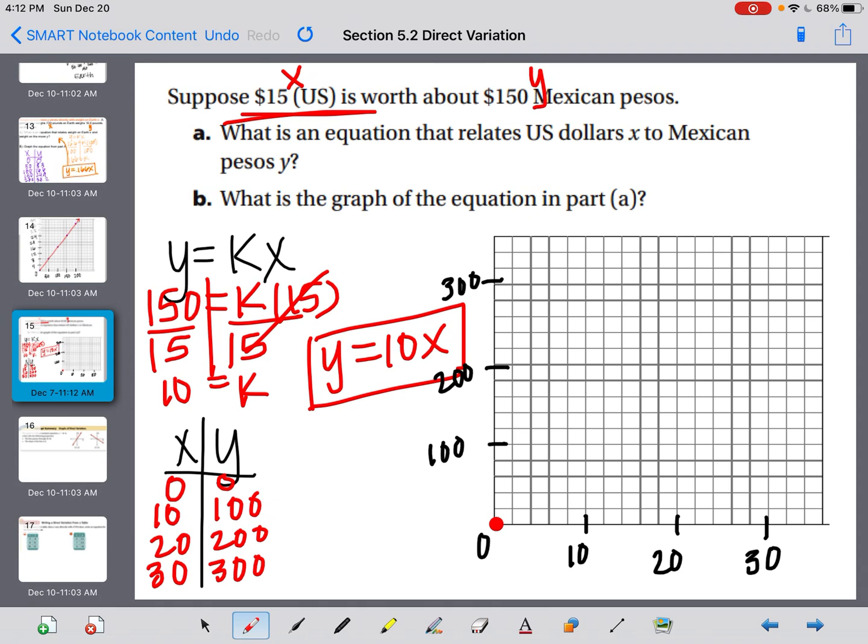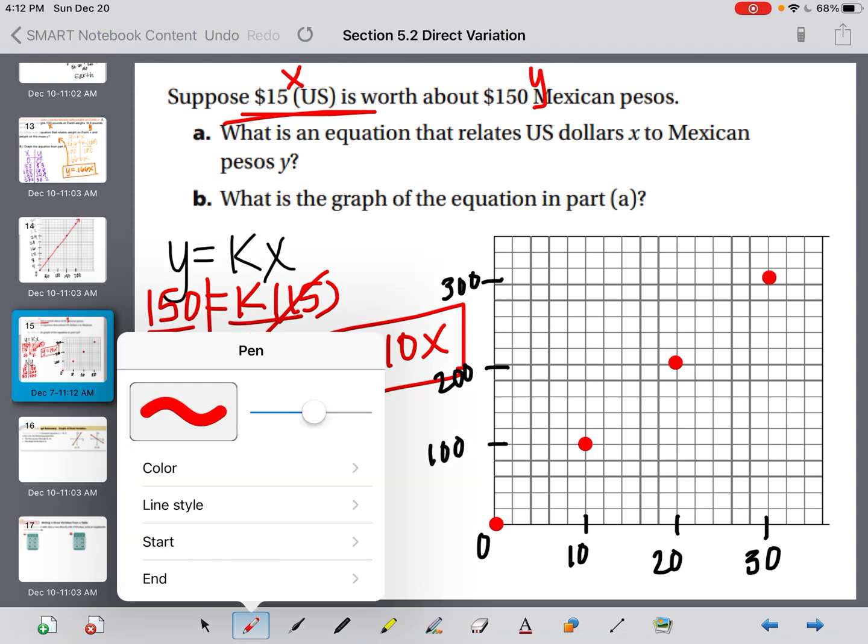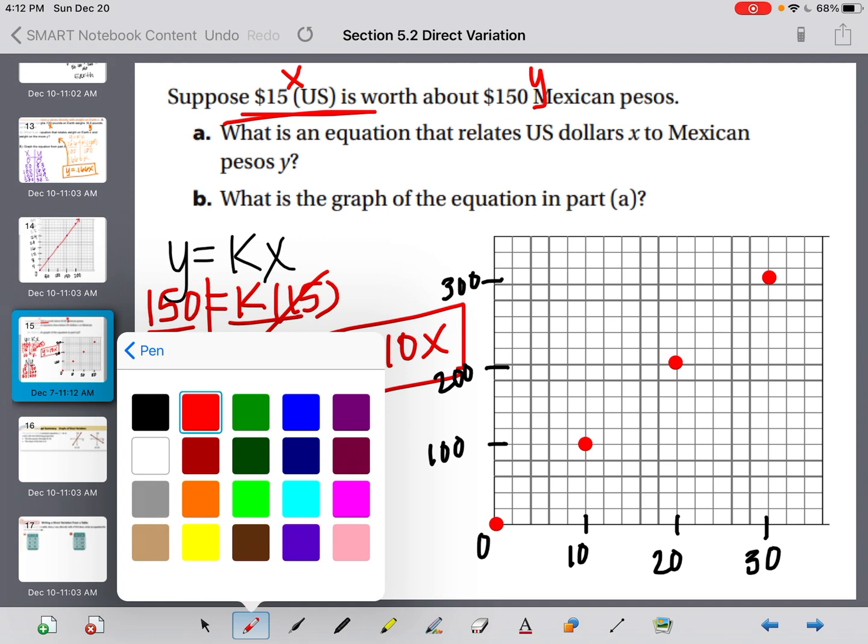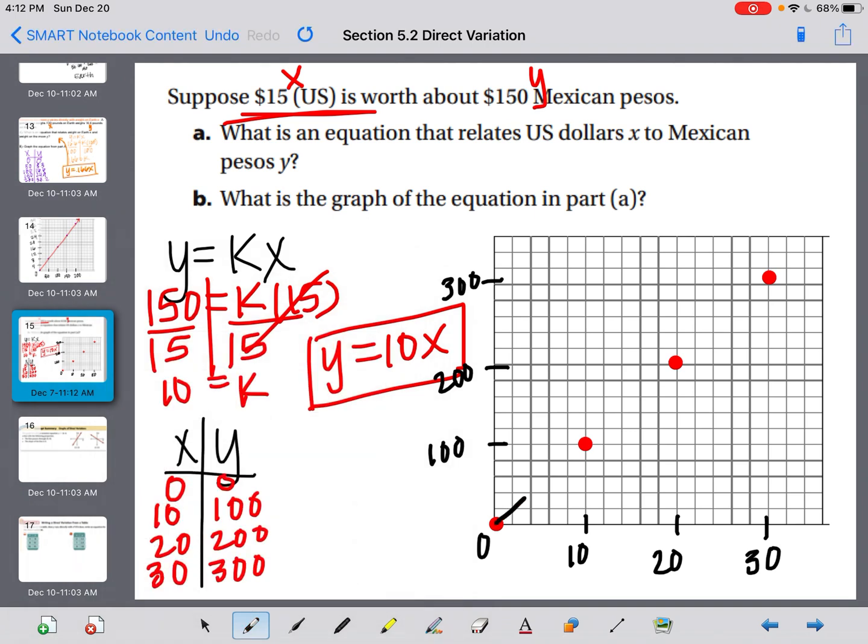That is 0, 0, over 10 up 100, over 20 up 200, over 30 up 300. All criteria is met. Our graph has a straight line that goes through 0, 0. That is a direct variation. All right.